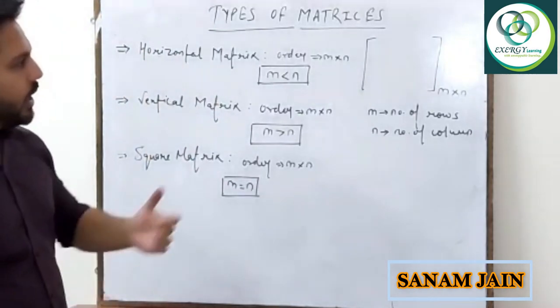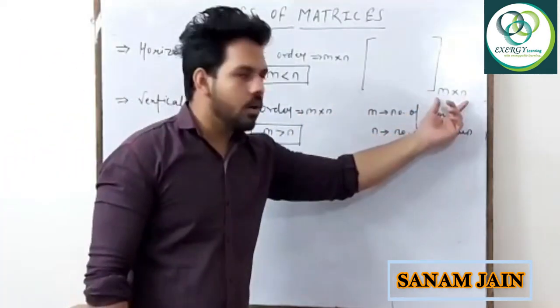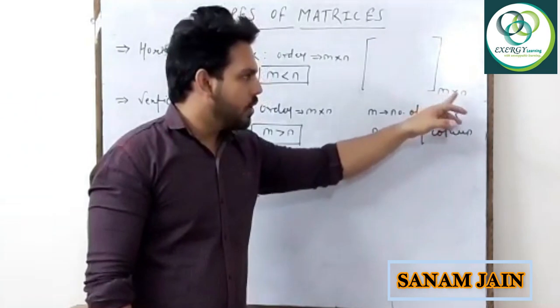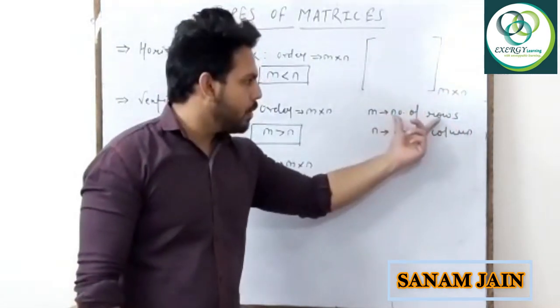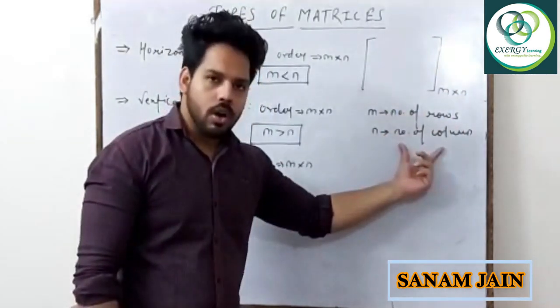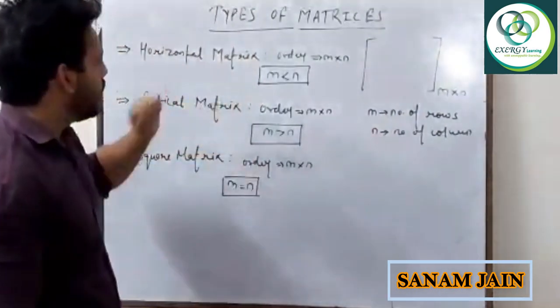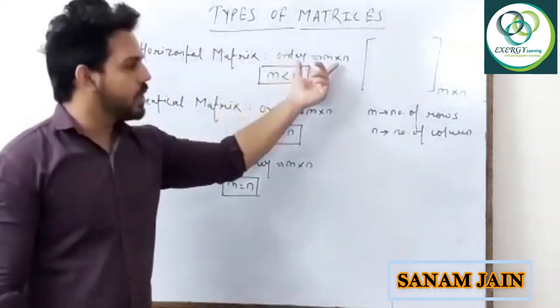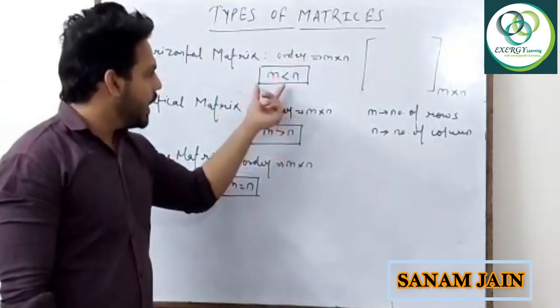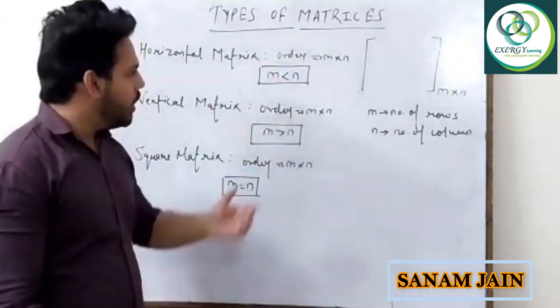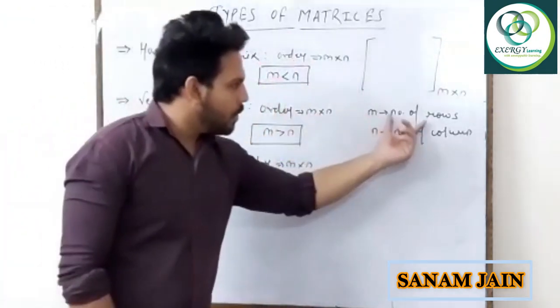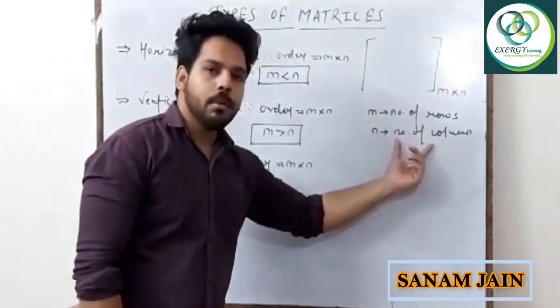As we know, every matrix has its particular order, M cross n, where M shows the number of rows and n shows the number of columns. In the horizontal matrix, the order is M cross n, but there is a condition that M is less than n. What is the meaning of M is less than n? That the number of rows is less than the number of columns.